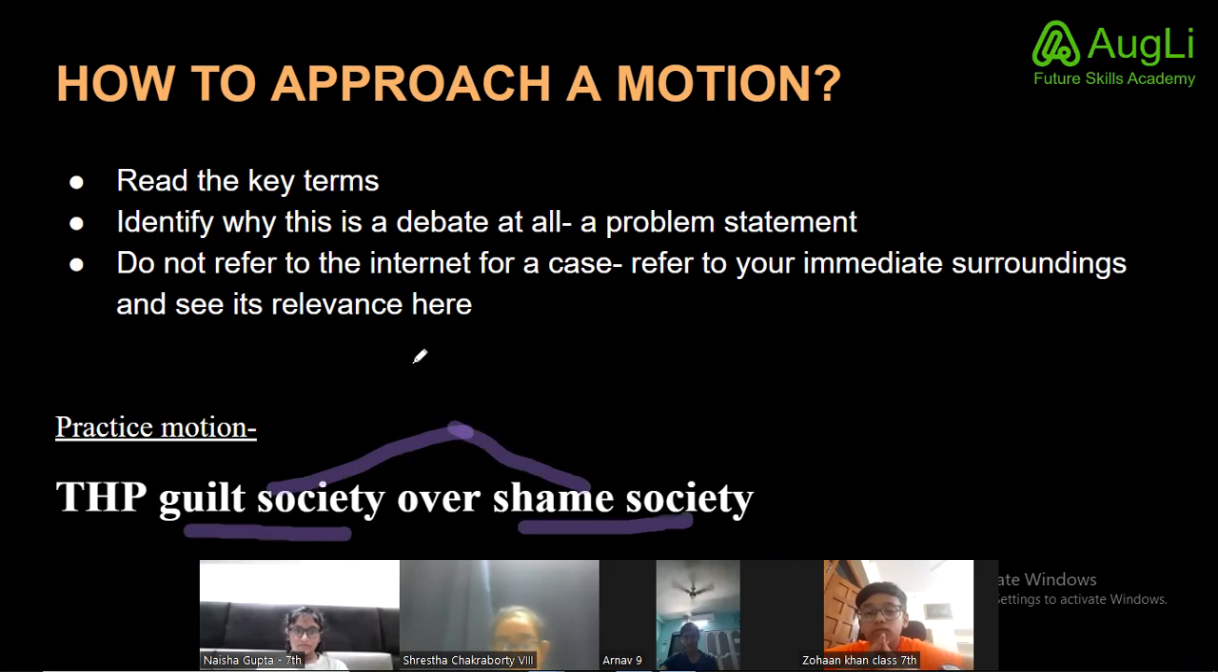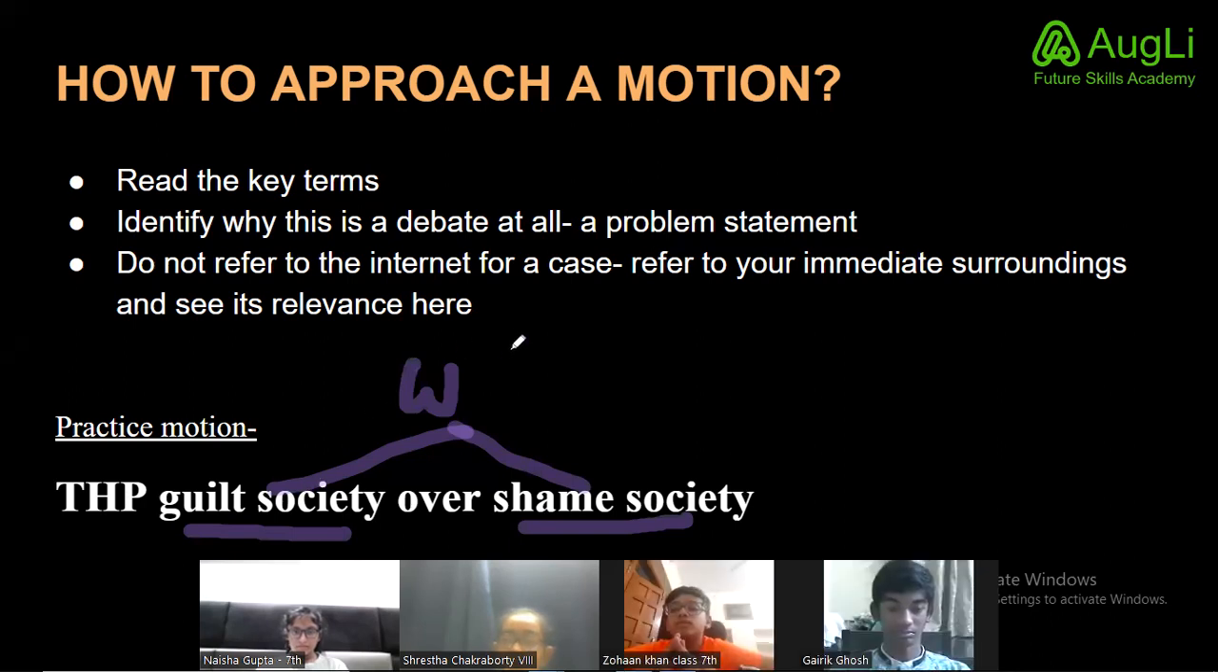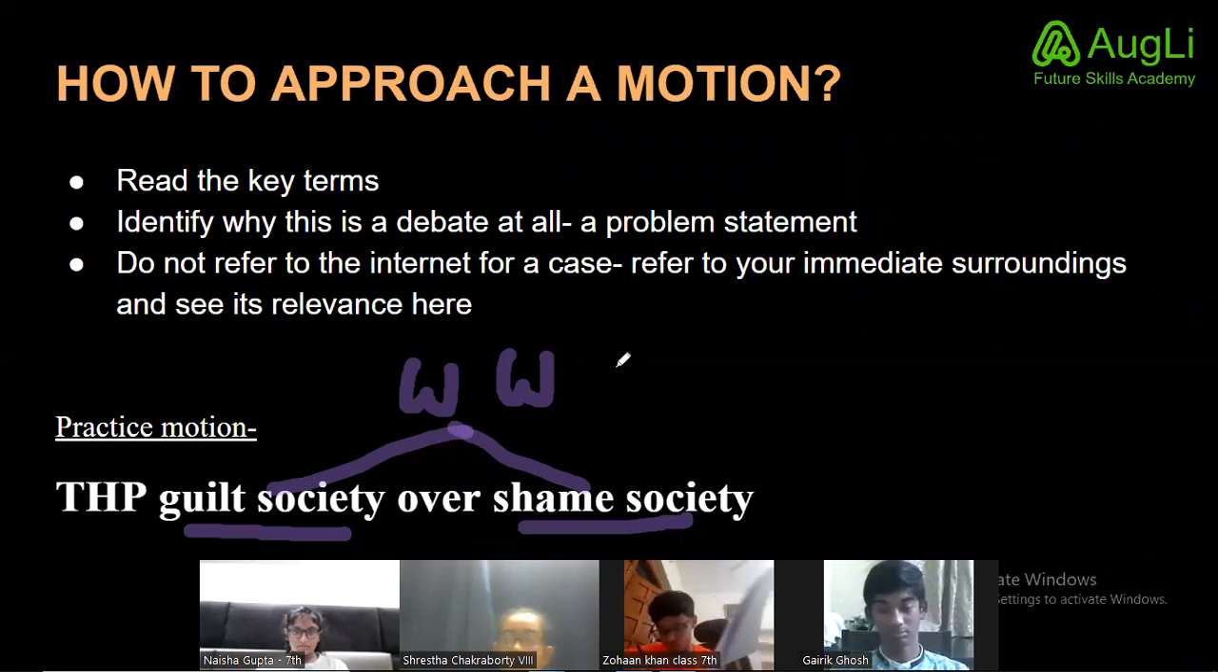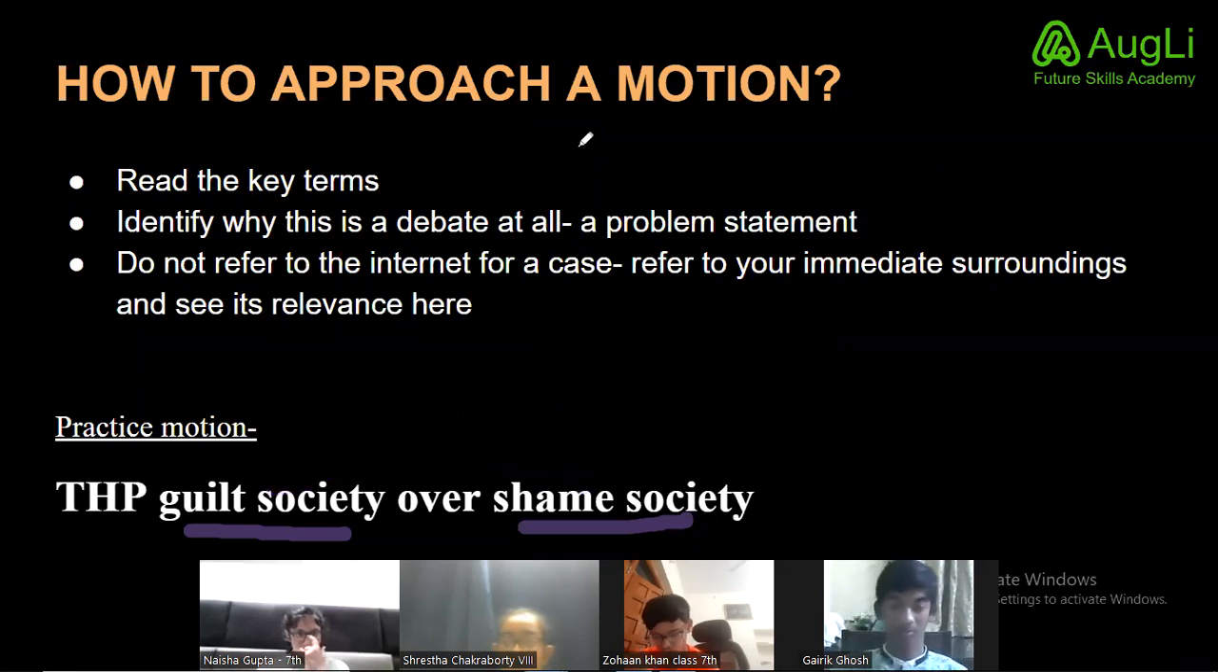You don't have to find why a guilt society is better than a shame society. That is something that you're supposed to find for your own self. That is an argument that you're supposed to create for your own self. The only thing you are referring to the internet for is to find out the what and not the why of things, right? What is a guilt society? Once I know what a guilt society is, I should be able to tell why a guilt society is better than a shame society. Is that understood?